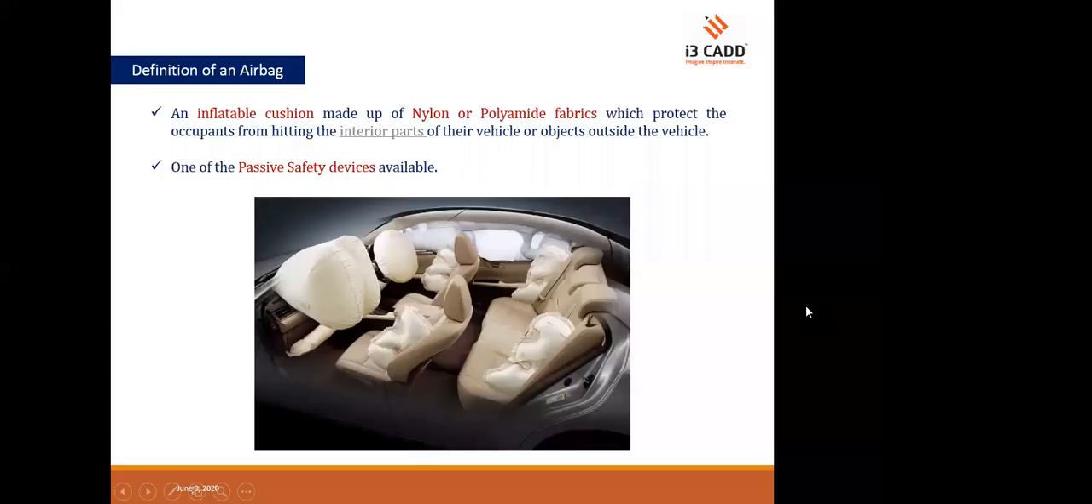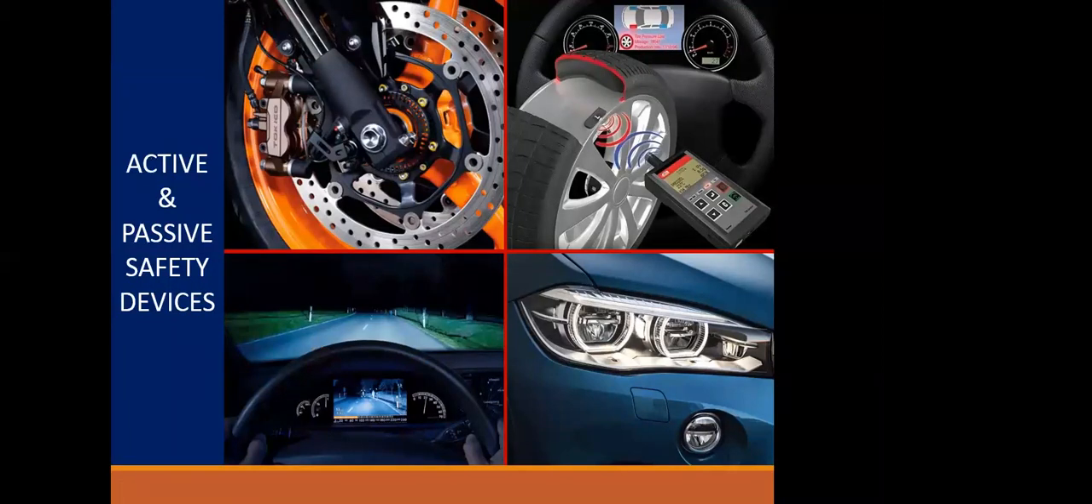And the airbag is one of the passive safety devices available in automobiles. So what is meant by passive safety device? There are generally two types of safety devices available in a vehicle. One is your active safety, another one is your passive safety. So what's the difference between these two? Active and passive safety devices.